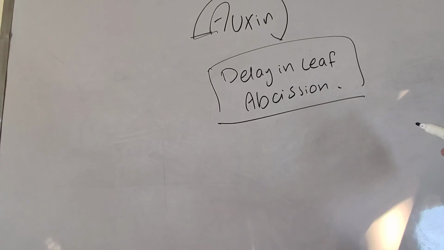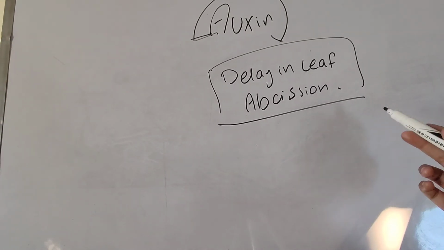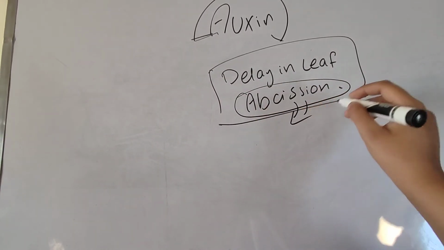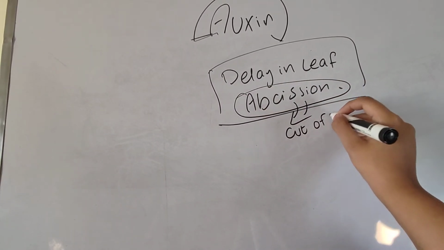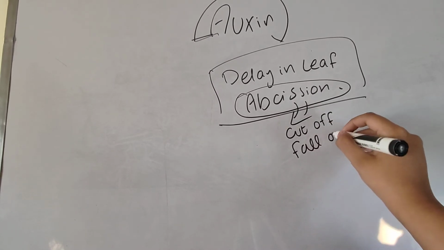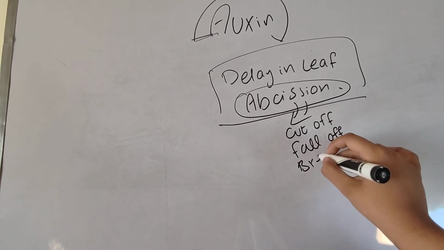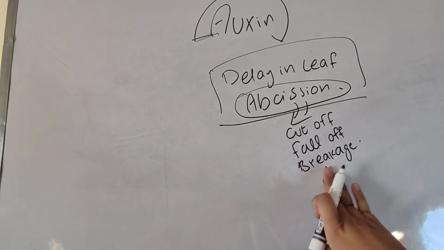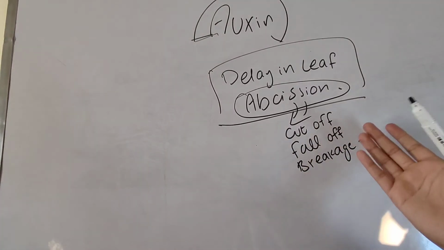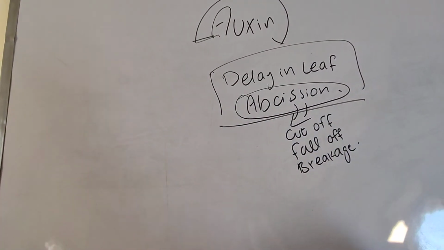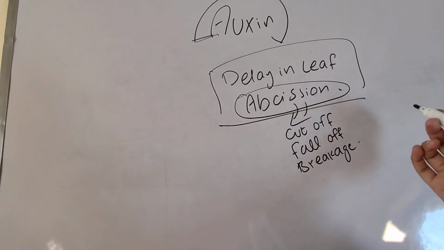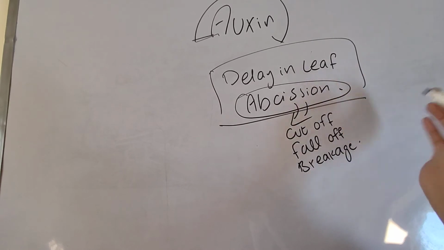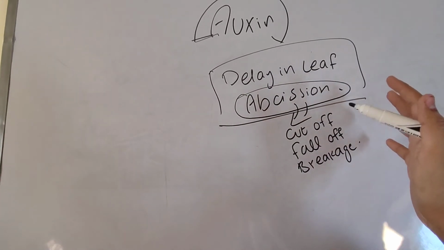What is this delay in leaf abscission? Let's just first ask, what is abscission? Abscission is the cut off, fall off, or breakage. This is the meaning of abscission. Now, leaf abscission is the cut off of a leaf from the plant by natural ways.